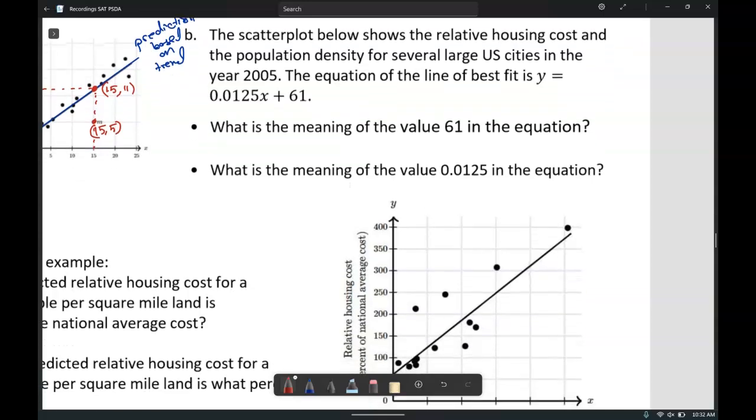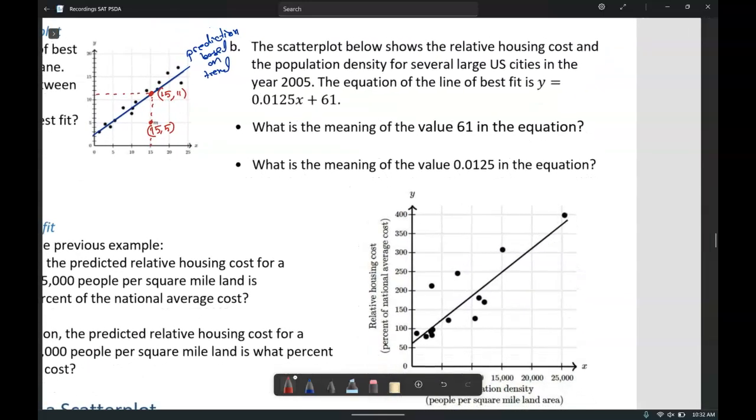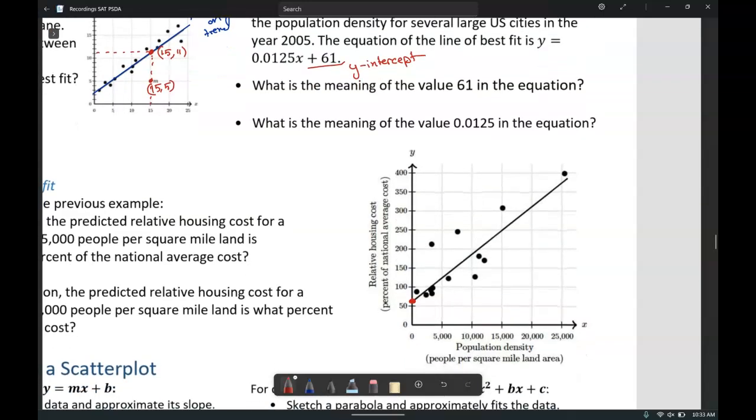The scatter plot below shows relative housing cost and the population density for several large U.S. cities in the year 2005. The equation given represents the line of best fit. We want to identify the meaning of the different parts of the equation. So starting with 61, we need to think about what part of the linear equation this value 61 is. Well, what's important about 61 is that it's the y-intercept. And when we look at the graph, we see the value 61 here, again on our y-intercept. So we have the ordered pair 0, 61.